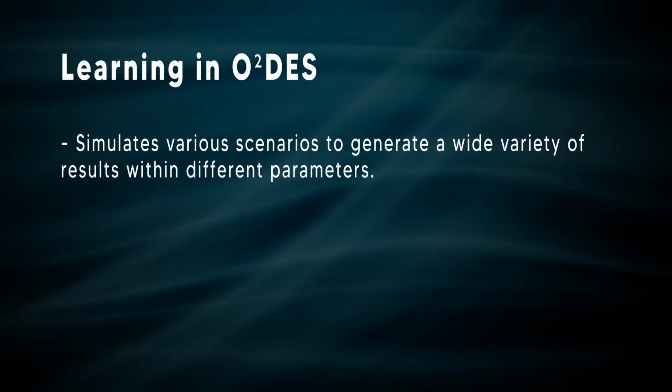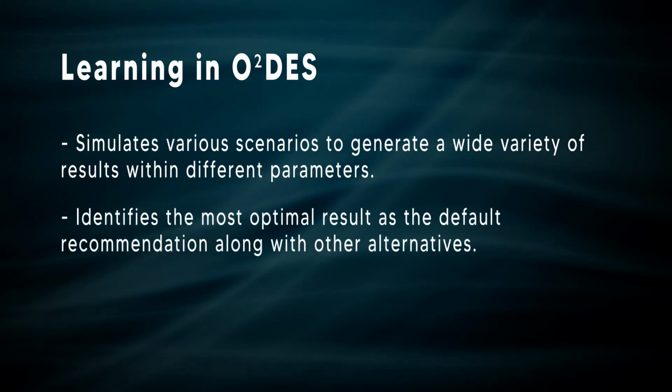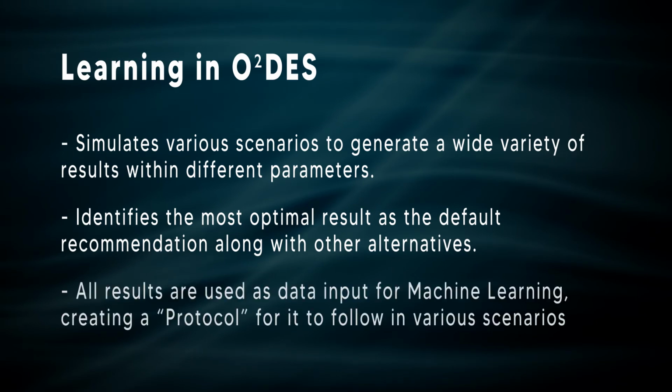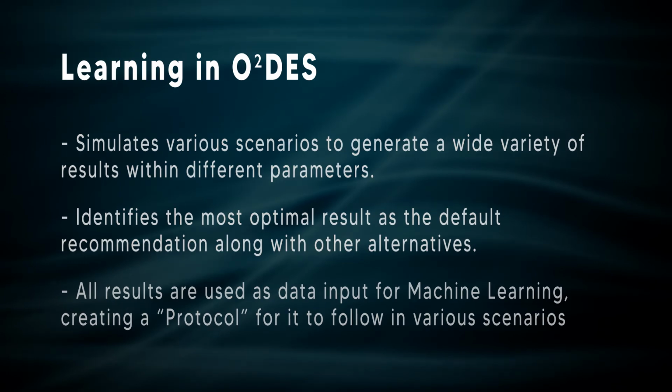With data input from the entities and activities involved, Autodesk simulates various scenarios in order to generate a wide variety of results within different sets of parameters, during which the optimal result is identified as the default along with all other possible alternatives. All of these results will be used as data input, plugged into machine learning so that it may learn from them as a protocol of sorts, which the machine follows when it encounters any of the scenarios described in the generated Autodesk results.